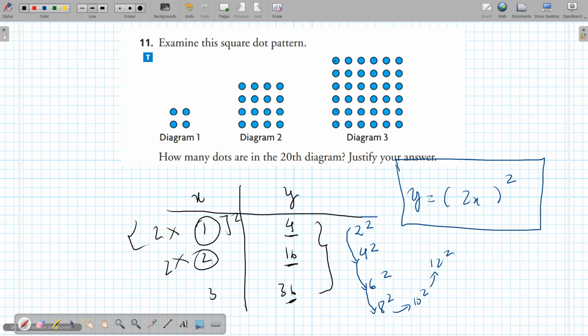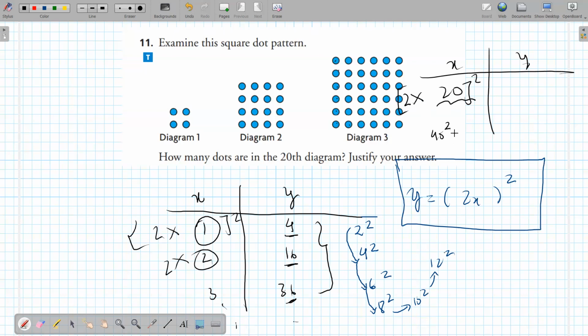That's the pattern. So that means the 20th one, we know if you keep going here, the x value will be 20 here. What's our pattern? You take this number, you multiply that by 2, and you square it. So we have 40 squared, which is 40 times 40, right? That's 1600. So there you go. On the 20th diagram, there's going to be 1600 dots. Does that make sense?